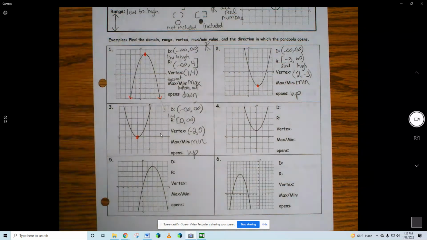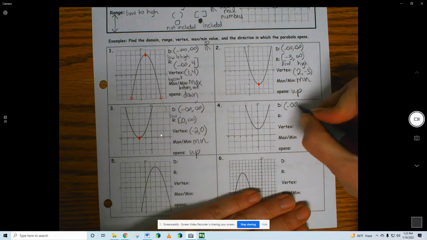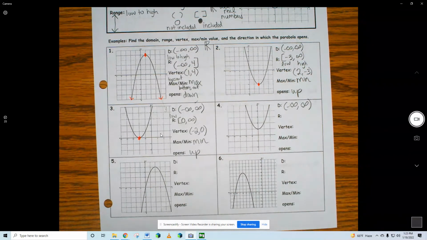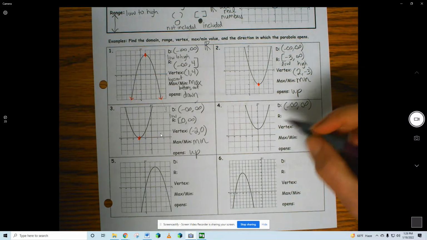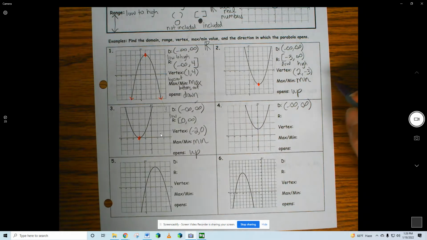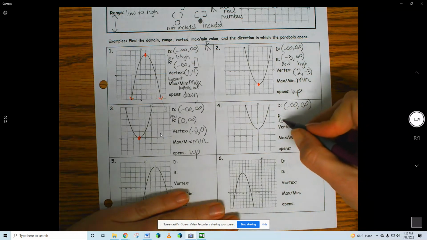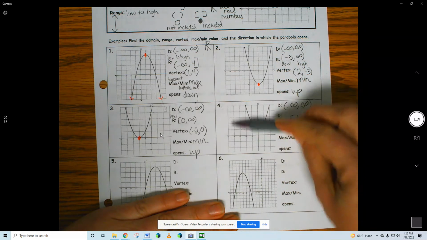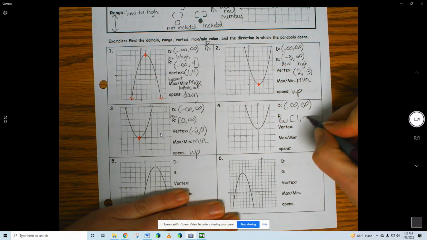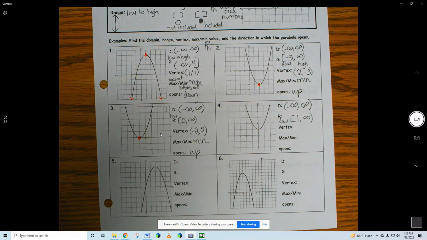Okay, what'd you put? Number 4, what'd you put for the domain? All real numbers. Negative infinity to positive infinity. Range, low to high. Negative infinity, positive 1. Oh, it's not negative infinity. The lowest point is not negative infinity. It doesn't go down here. Bracket 1, comma, up to infinity, parentheses. This matters. All these little details matter.